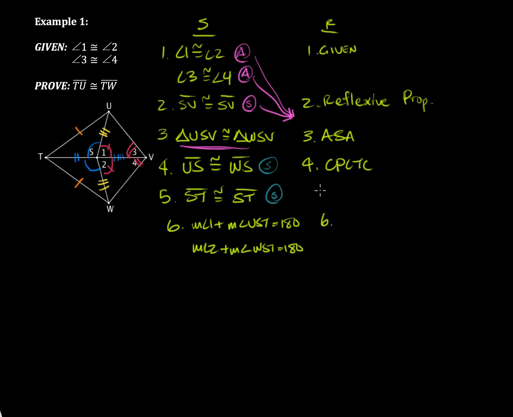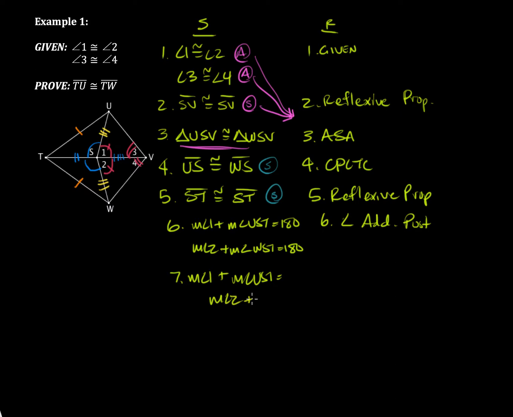Oh, I forgot to put a reason here for step 5. Sorry, you guys probably figured that out. That's the reflexive property. Okay, so back down here. Those two things add up to 180 by the angle addition postulate. But now if they both equal 180, I can say that the measure of 1 plus the measure of angle UST equals the measure of 2 plus the measure of angle WST by substitution.